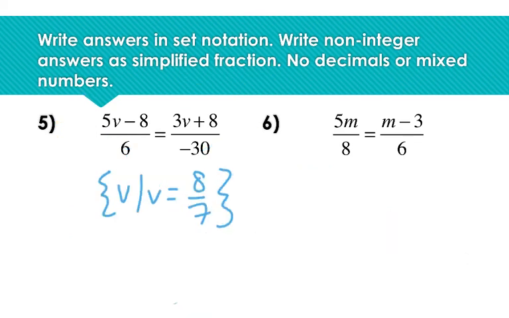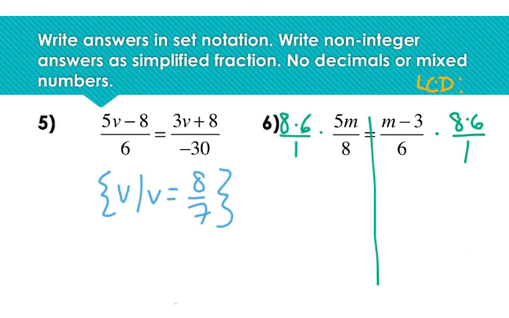So on number 6, we have 5m divided by 8 equals m minus 3 divided by 6. Here we could look for our least common denominator, but I'm going to show you another method in solving this. Since our denominators are 8 and 6, I know that a common denominator would be 8 times 6, because they're both included. So I'm going to multiply both sides of our equation by 8 times 6.